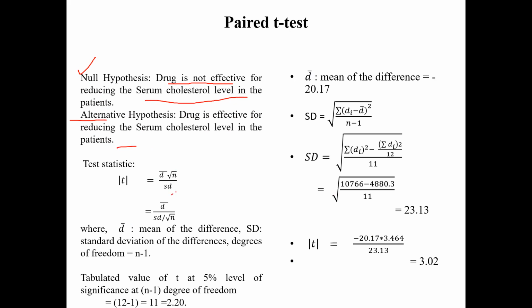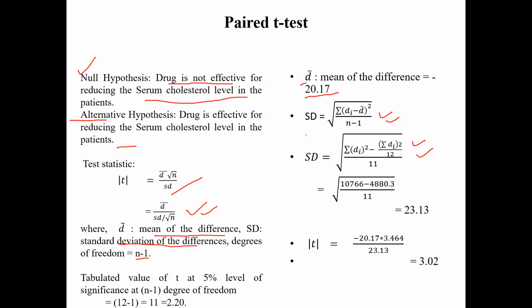And the test statistic: this is the formula for the paired t-test. We can write the formula like this, where d bar, as we know, is the mean of the differences, SD is the standard deviation of the differences, and n minus 1 is the degrees of freedom. As we calculated previously, d bar comes to minus 20.17. For the standard deviation, we can use this formula, or otherwise another formula; this one you can use.